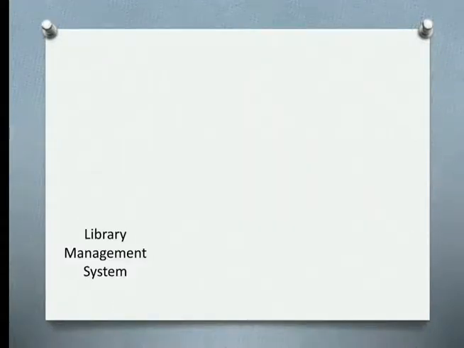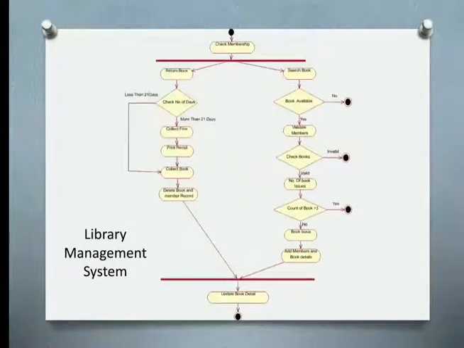Another is the library management system, with which we are very familiar. In the library management system, first we check the membership of the user. After checking the membership, the user will have two options: the user can return a book, or the user can avail a book, that means issue the book. To issue a book, the user is going to search for the book. If the book is available, then the librarian validates the member, then checks the book records.